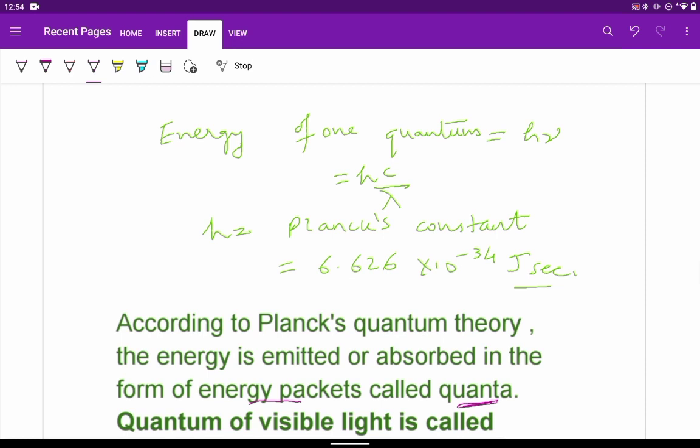For one quantum, energy is given by h nu. This is the energy of one quantum, h nu, where h is Planck's constant. Its value is 6.626 into 10 to the power minus 34 joule second. And nu is c by lambda. So h nu we can also write as h c by lambda.